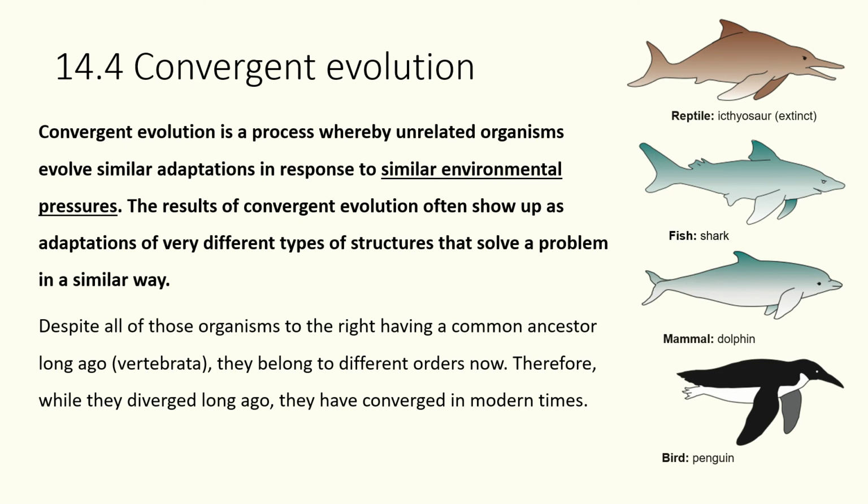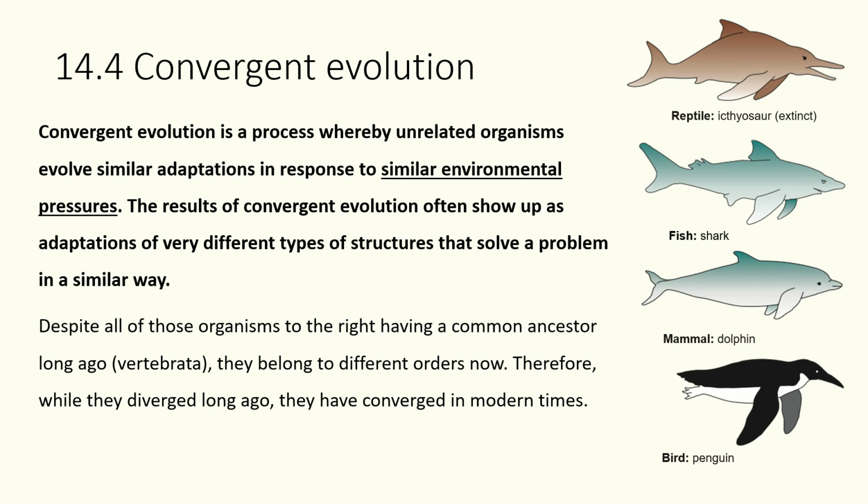So when we talk about unrelated or distantly related, we know that all living things share a common ancestor if we go far enough back. But we're talking about not related in the most recent past, I should say. For example, birds and mammals are both vertebrates, but they do not share a recent common ancestor.